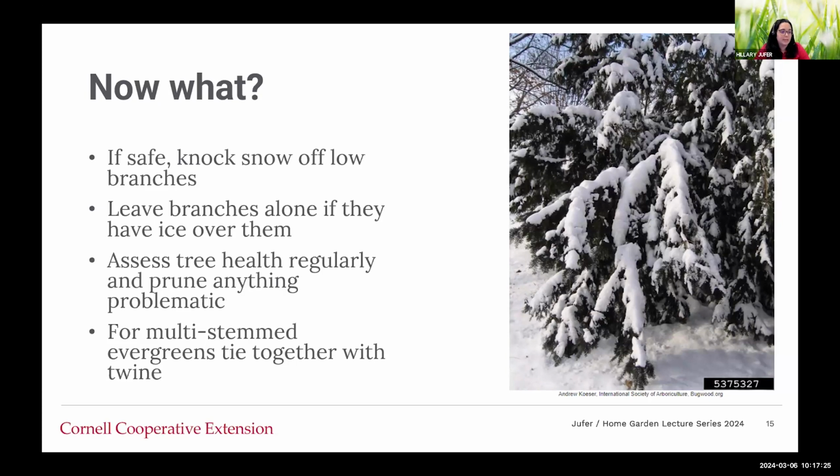You're going to want to assess the tree health regularly and prune anything that's problematic anytime throughout the year. If there's something that's hazardous, or there's something that puts your safety at risk, you're going to want to prune. And for multi-stemmed evergreens, you're going to want to tie the shrub around with twine, not too tight, and don't make knots directly tight onto the tree. You want it to be relatively giving, I guess you could say.